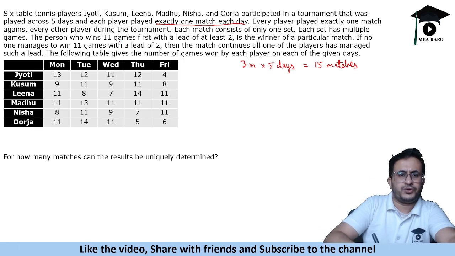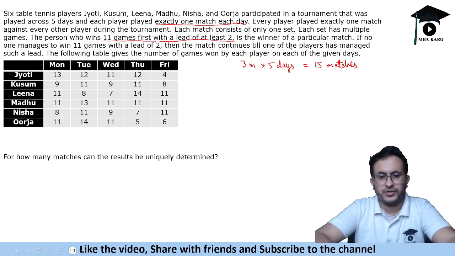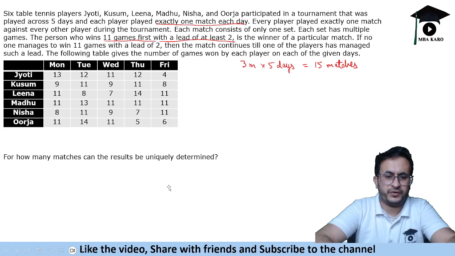Each match consists of only 1 set. Each set has multiple games, and the person who wins 11 games first with a lead of at least 2 is the winner of that particular match. So what you need to do is score 11 points to win the match.